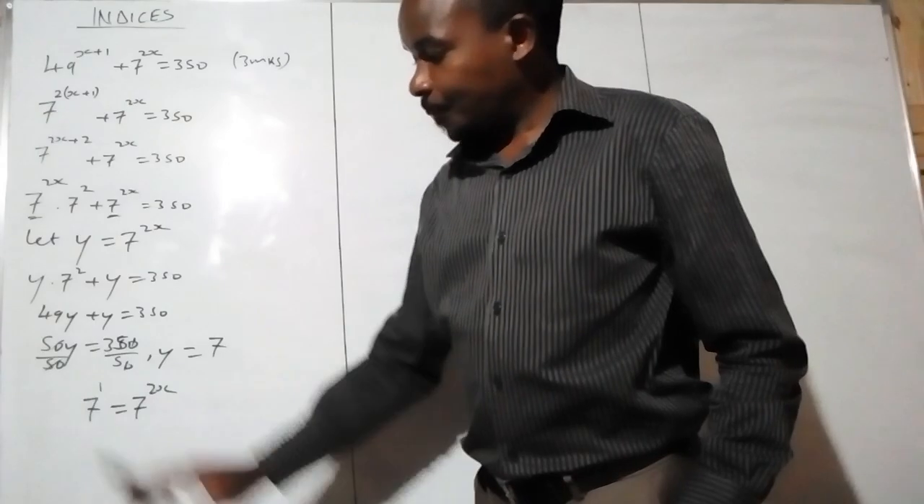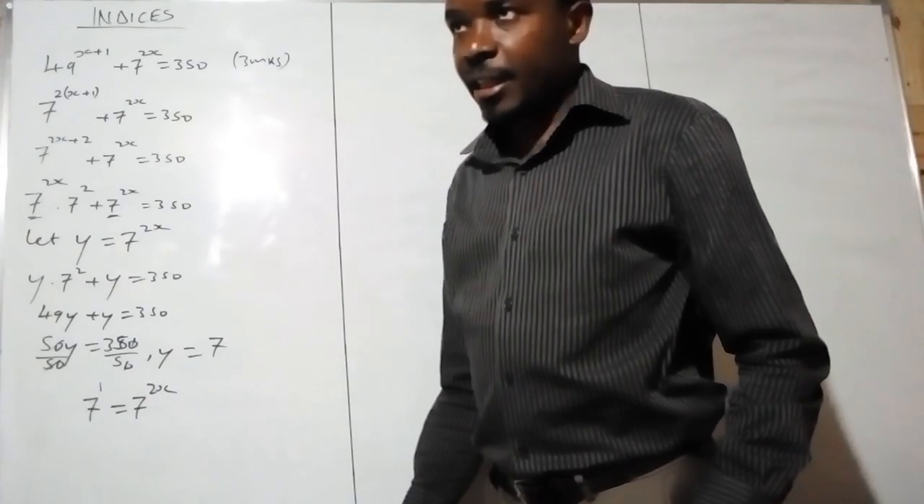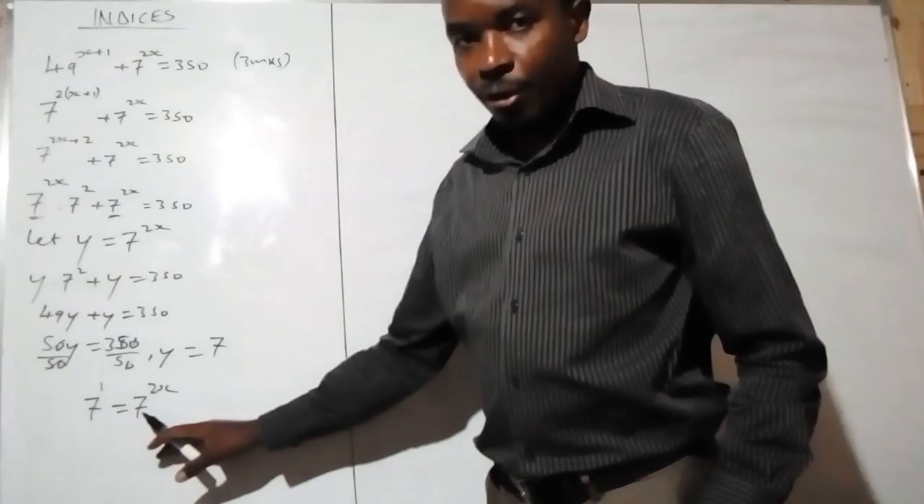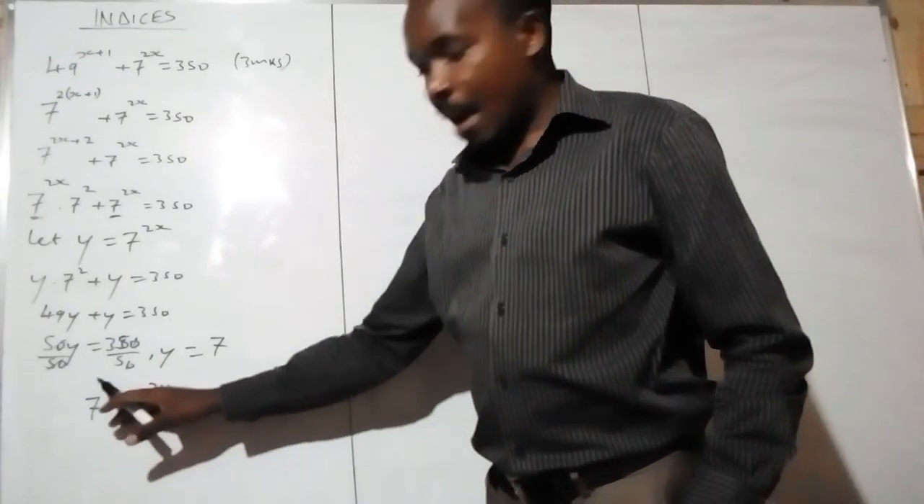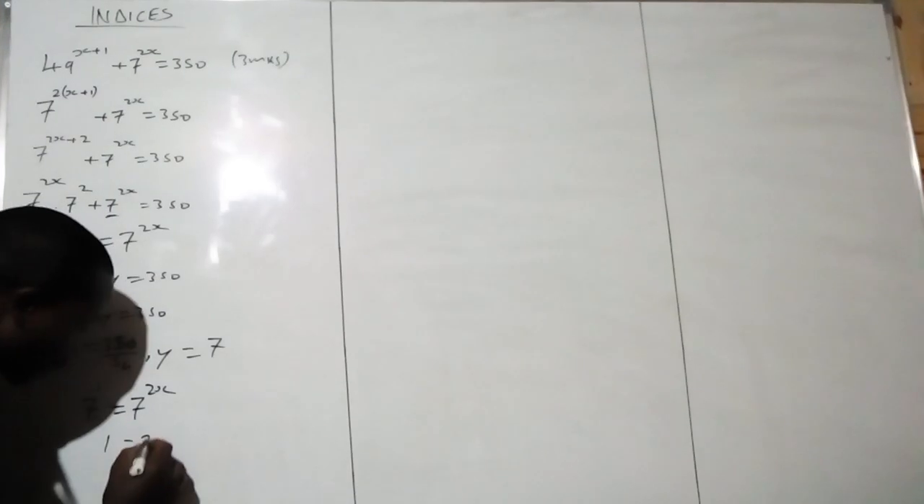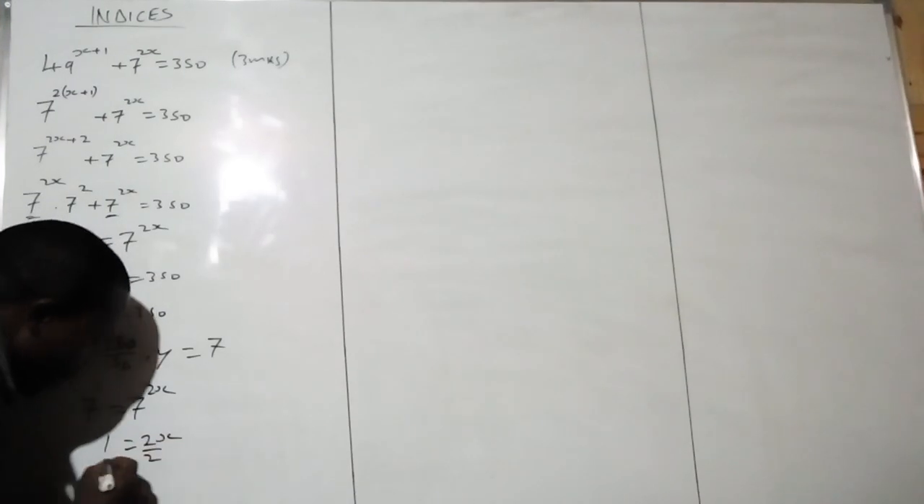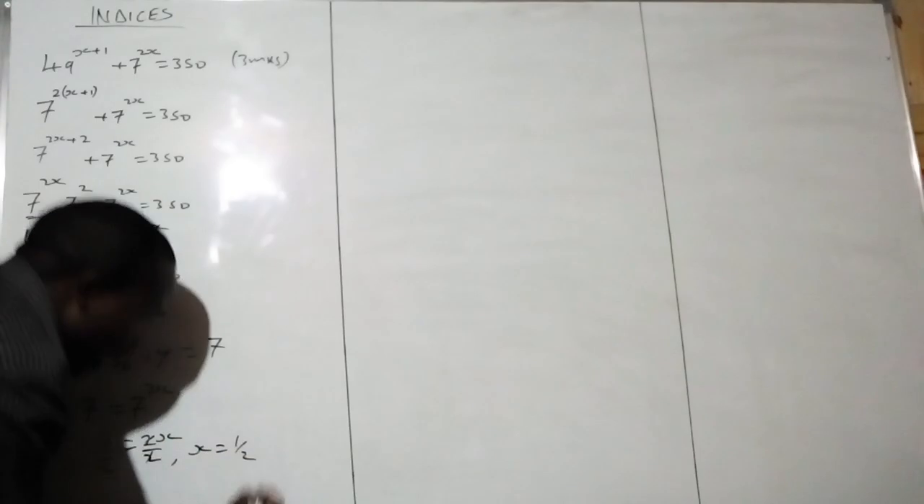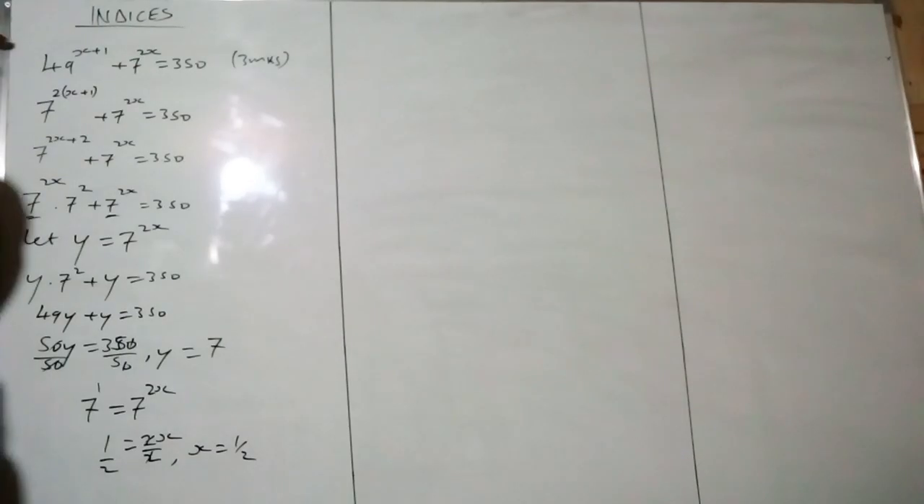Then under the row of indices, you are supposed to drop the bases. 7 and 7 are uniform. Then you work out the powers to have 1 is equals to 2x. Divide by 2, divide by 2. And x is equals to a half. That is the value of x that you are supposed to calculate.